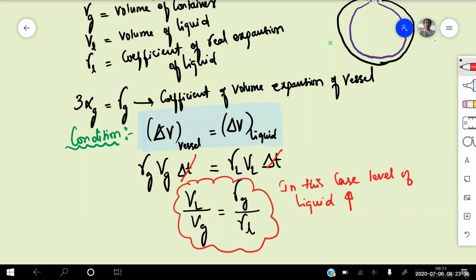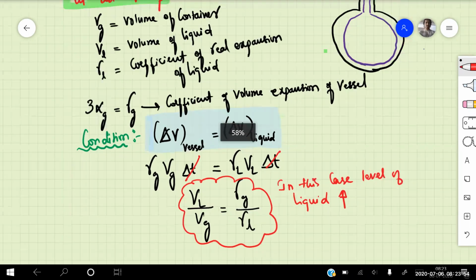In this case, the volume of the liquid will be increasing. So the condition for the volume of the empty space to remain constant at all temperatures is a part of a relation. That means the fraction of the liquid taken in the vessel is such that the volume of the empty space remains constant at all temperatures. We are just talking about volume expansions. I hope you are clear with this one, beta. So go through it once again.